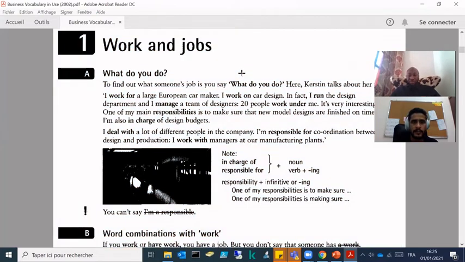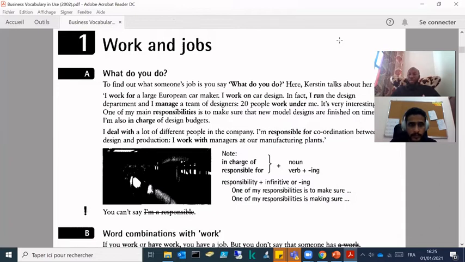Yeah. Work and jobs. Okay. So this is the book that we will be using, Business Vocabulary in Use. It's the vocabulary that you will be hearing a lot, and of course it's going to help your general vocabulary, but mostly focusing on the business aspect of things.